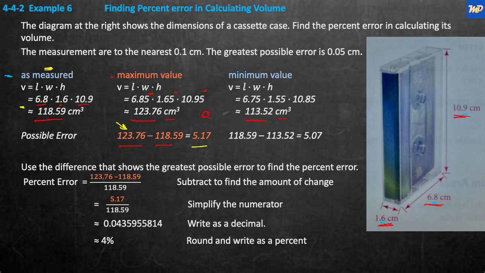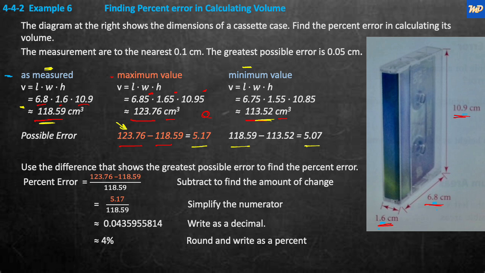If you do the minimum, you're starting now with the as measured value, which again comes from way over here, and you're going to subtract from that the minimum value, right here. It's going to be 118.59 minus 113.52. So you'll get 5.07.